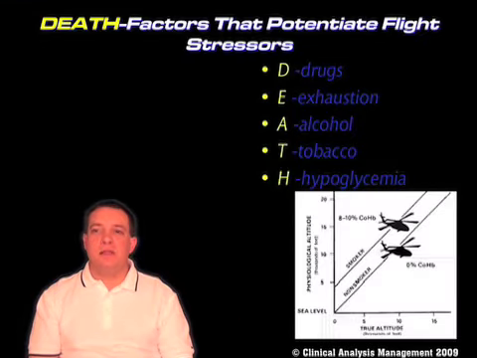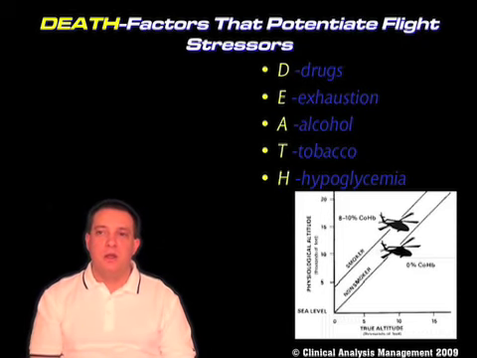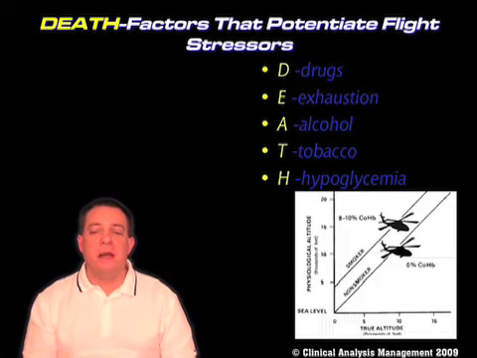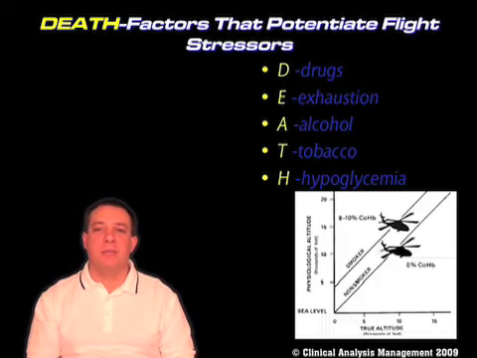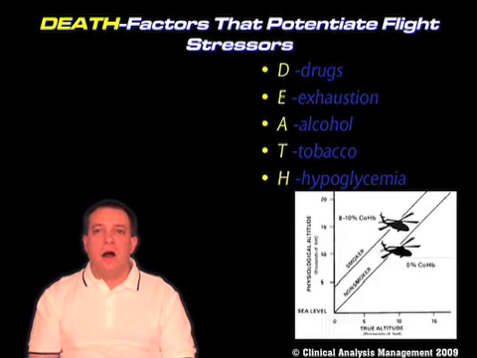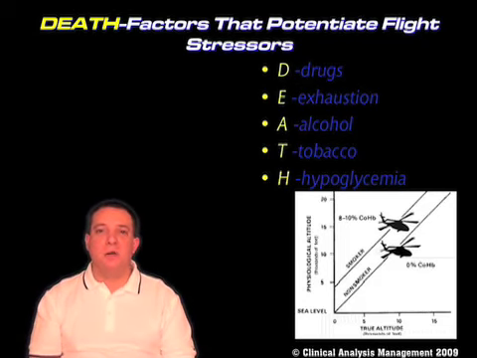Okay, now when we talk about the things that are going to potentiate flight, the little acronym that everybody loves to use is DEATH. DEATH are the 5 things that make all those stressors of flight we just talked about worse. The first one is drugs. And when we talk about drugs, it's not just what you would think of as your big heavy gun drugs like fentanyl and things like that. A lot of your over-the-counter medications have profound effects on your ability to tolerate flight.